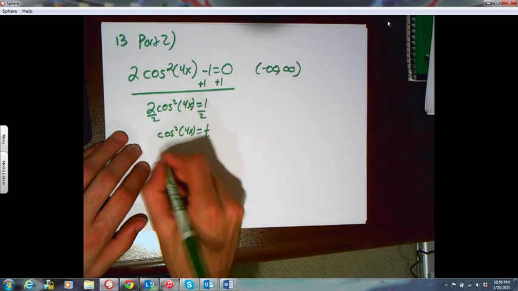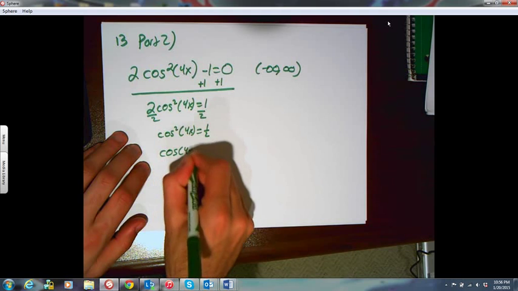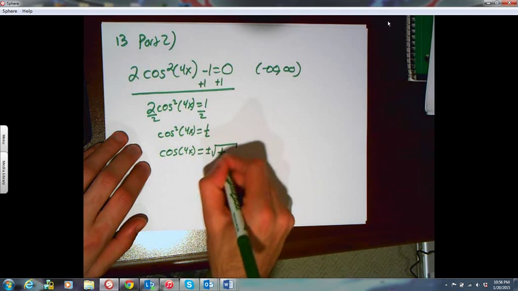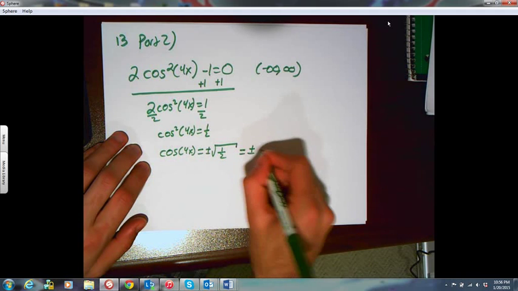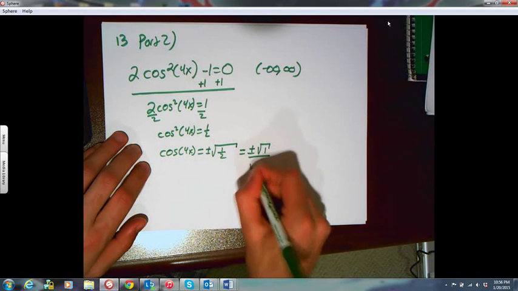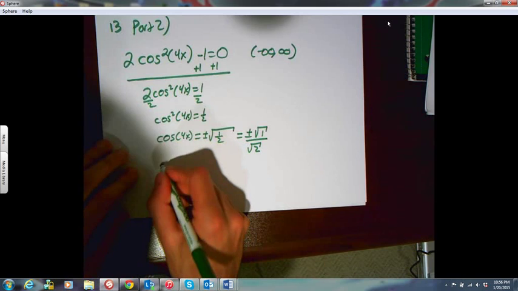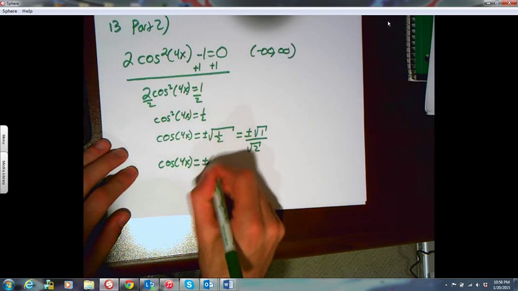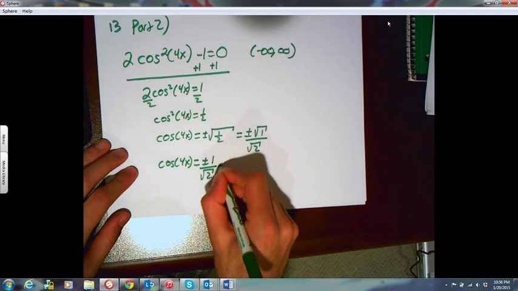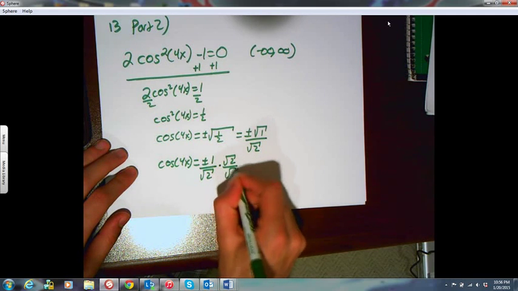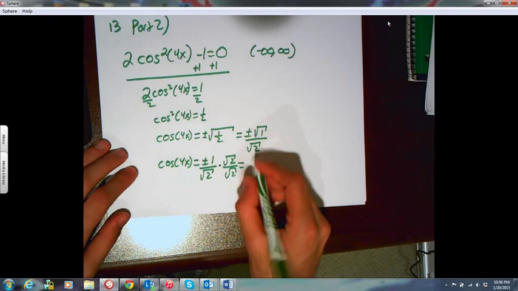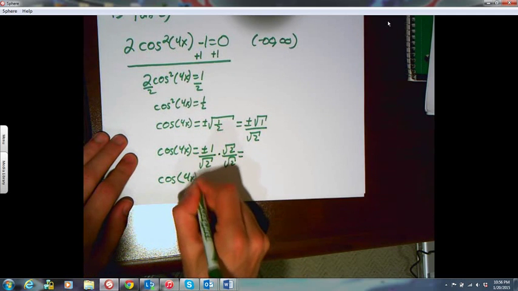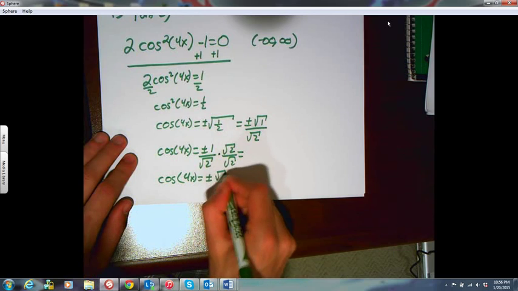So we've got cosine of 4x equals plus or minus square root of 1/2, which is equal to plus or minus square root 1 over root 2. So cos 4x equals plus or minus 1 over root 2, fancy 1 here. Cosine of 4x equals plus or minus root 2 over 2.